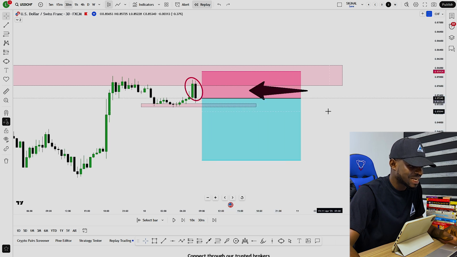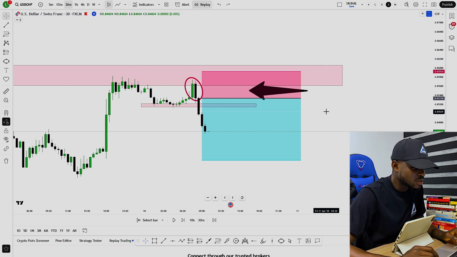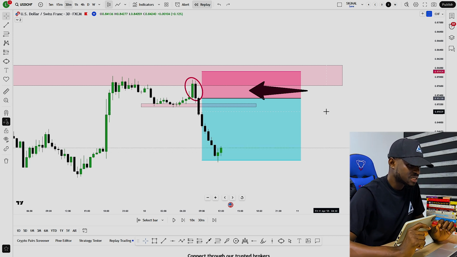Let's play the candlestick. Right now, the price action is moving towards our point of interest with heavy momentum. Let's see what the price action is doing. Price action is going down. Price action smashed our take profit level.